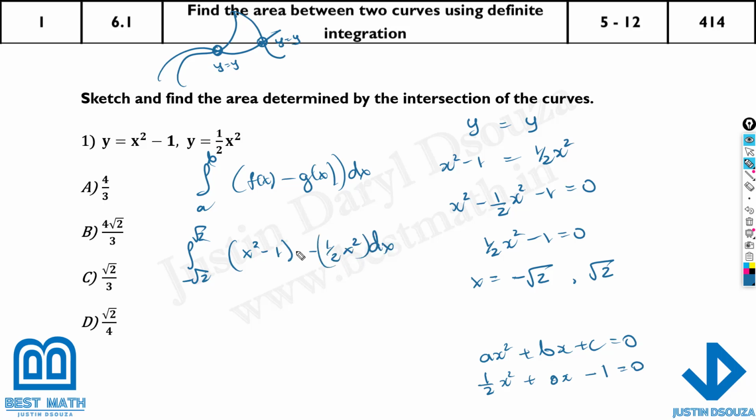Now I'm not sure whether this is the right one. This is the upper function, this lower. It might be the other way around as well, but it doesn't matter. This answer will have a negative sign. That's it. So let's take our calculators.